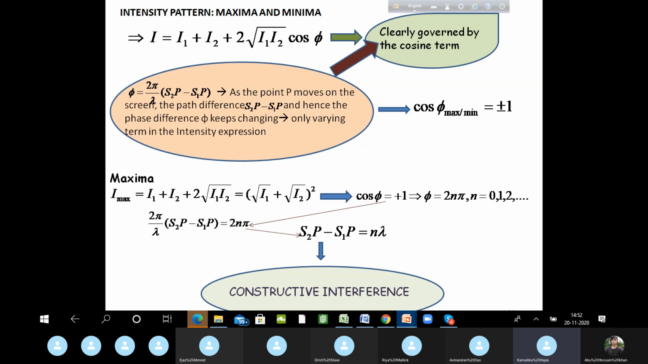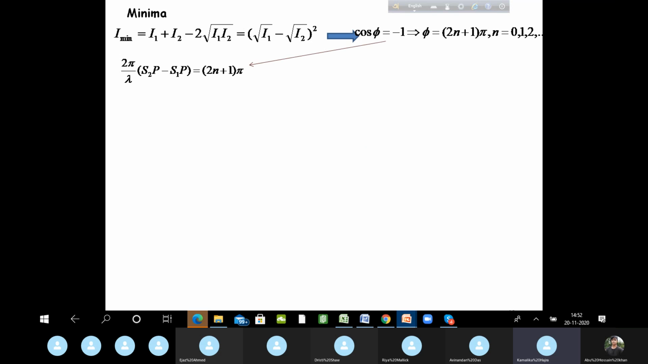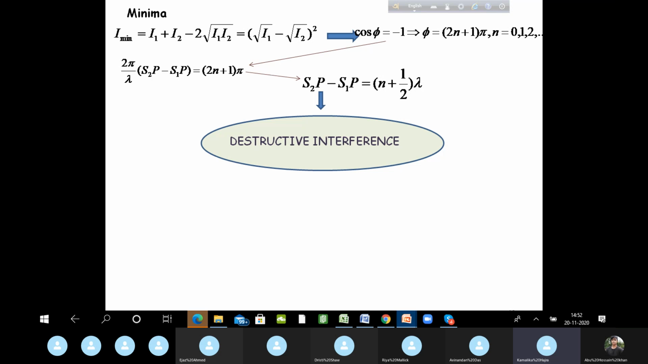So this is the condition for constructive interference, and for minima, again you put cos phi equal to minus 1, so phi equal to (2n plus 1) pi, and from here you get path difference is (n plus half) lambda. So this is the condition for destructive interference. You can see that if I1 is equal to I2, then I max is equal to 4I, and I min is equal to 0.